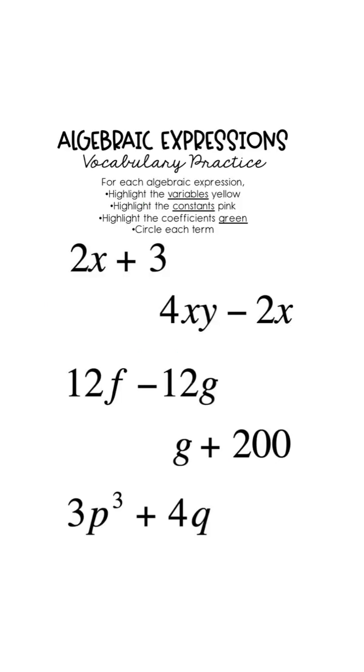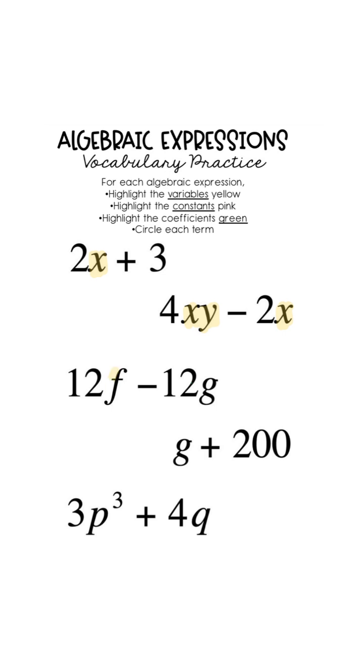Now we're going to practice this. So for each algebraic expression, we're going to highlight the variables yellow, the constants pink, the coefficients green, and then we're going to circle the terms. So let's start with the variables. The variables are the letters. So 2x plus 3, x is a variable. And the next one, 4xy minus 2x, what are the variables? X and y are both variables, and x. When it says 4xy, what that really means is 4 times x times y.